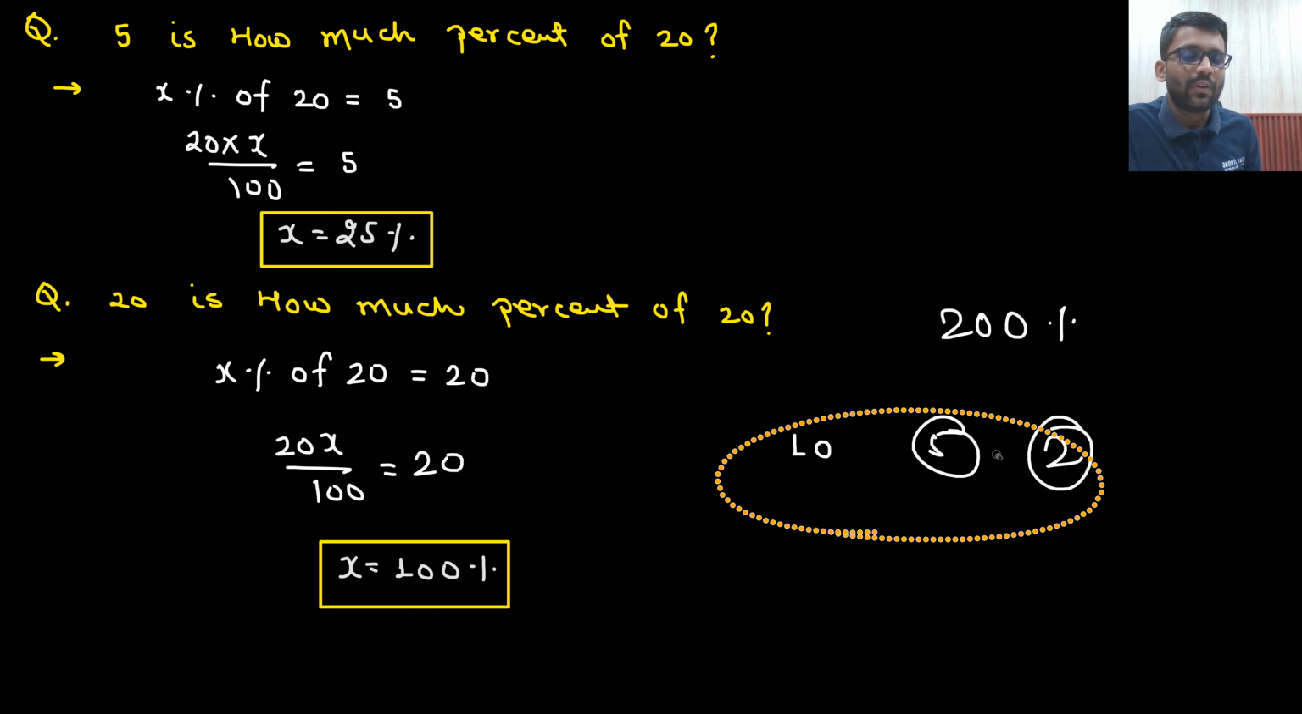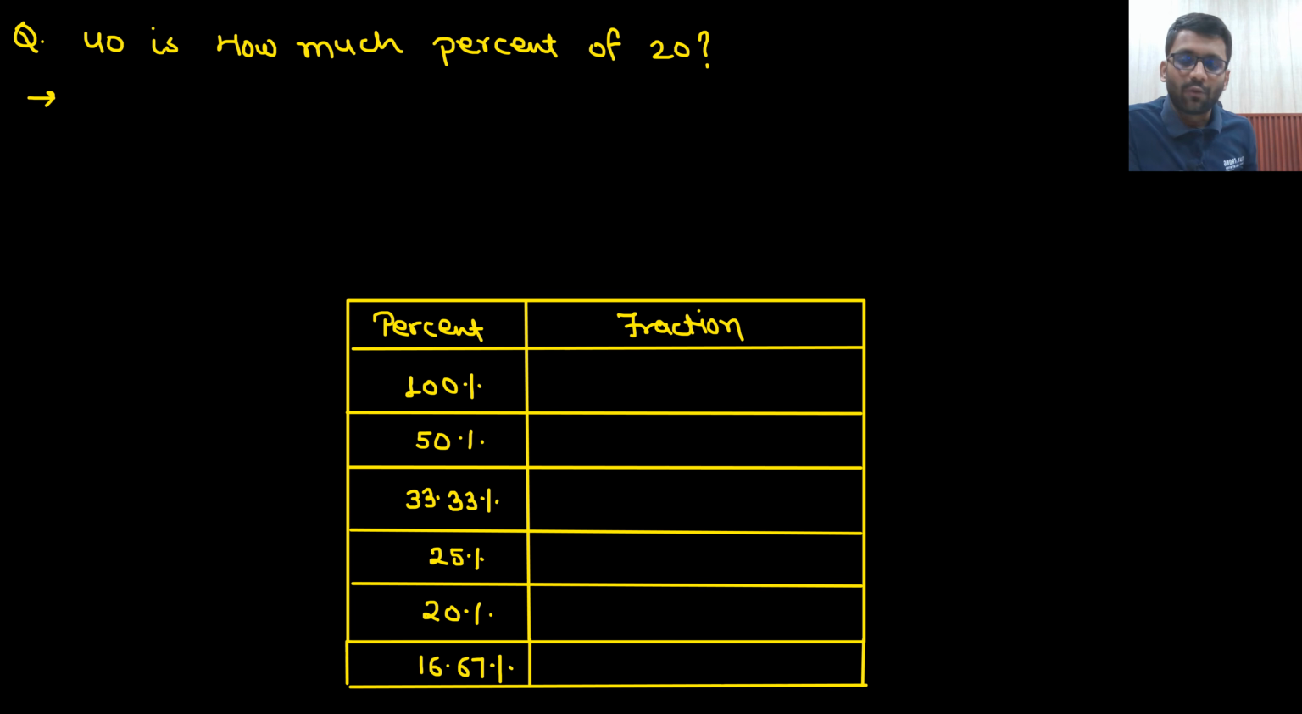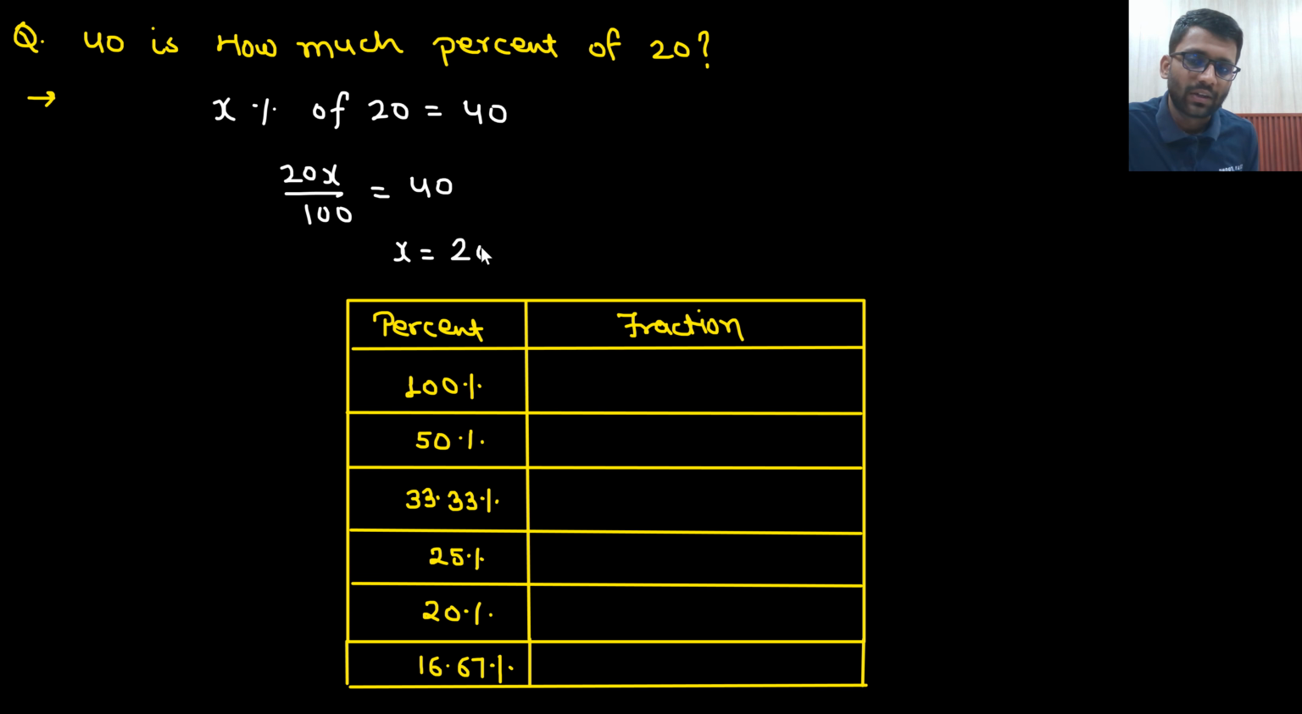Right? So how will we do it? 40 is how much percent of 20? So x percent of 20 is equal to 40. So 20 into x by 100 is equal to 40. What do you get? x equals 200%. So 200% of 20 is equal to 40.